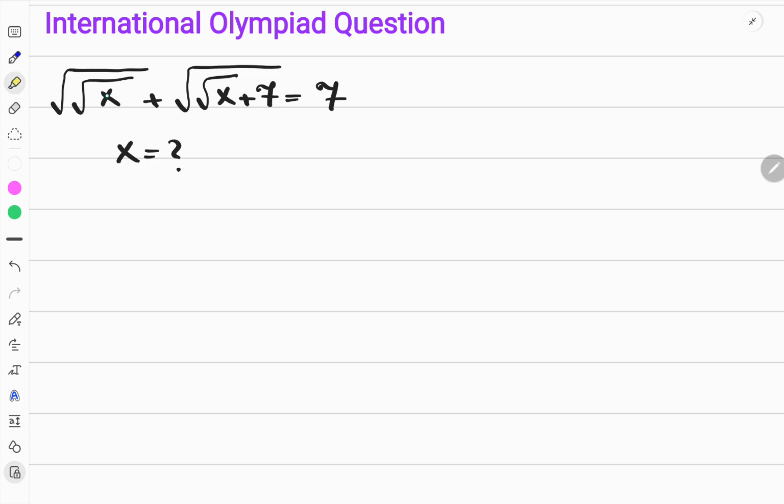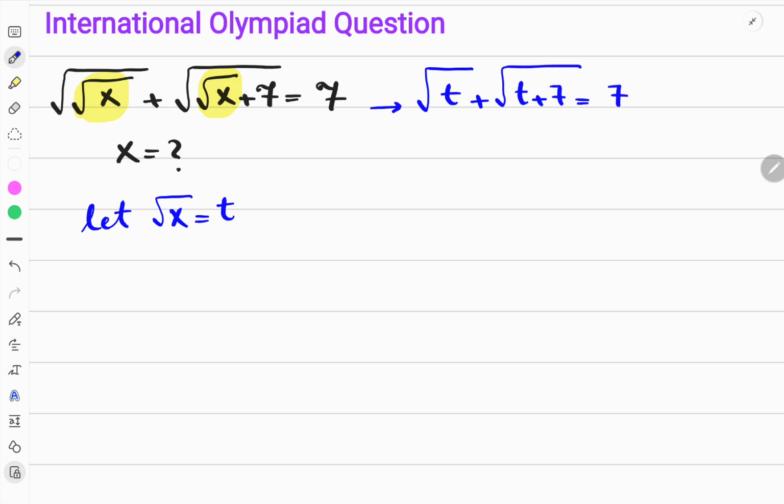Okay, let's get started. You can see that we have a square root of x here and here, so let radical x be t, and rewrite this equation: square root of t plus square root of t plus 7 equals 7. And the next step is to take one of these radicals, for example this one, to the right hand side of the equation.